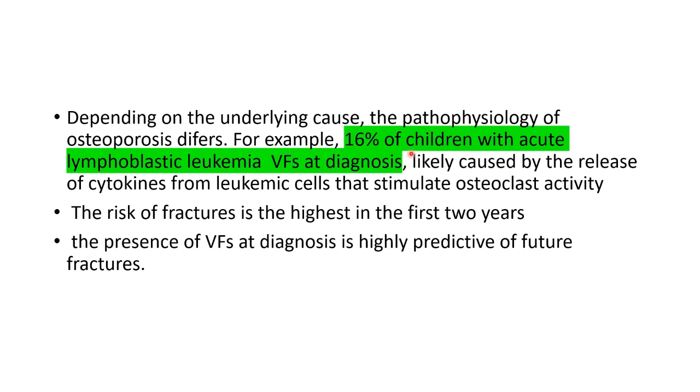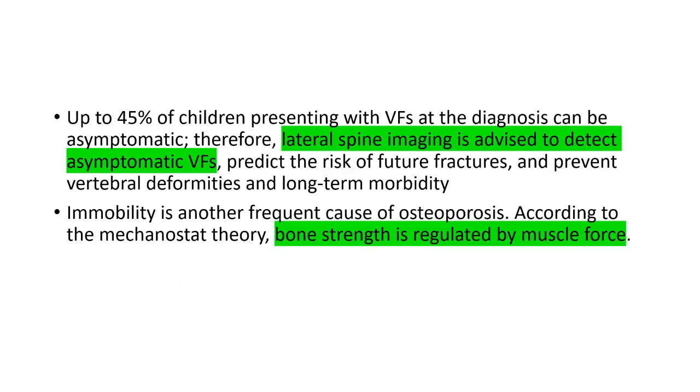For example, around 16% of children with acute lymphoblastic leukemia have vertebral fractures at diagnosis, likely caused by the release of cytokines from the leukemic cells that stimulate osteoclast activity. The risk of fractures is highest in these cases in the first 2 years. The presence of vertebral fracture at diagnosis is highly predictive of future fractures. Around 45% of children presenting with vertebral fractures at diagnosis can be asymptomatic.